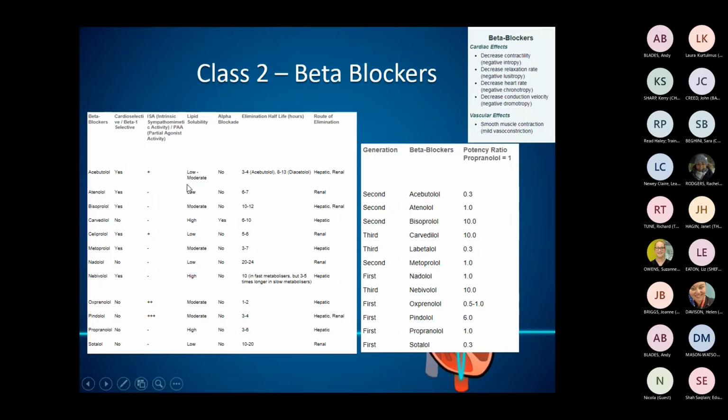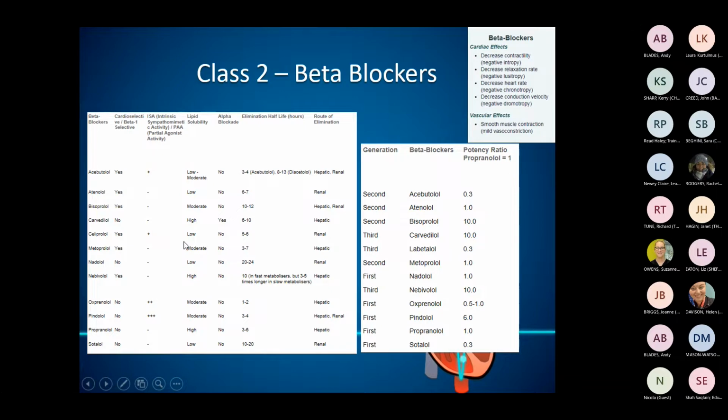Very quickly, just this slide in terms of selectivity on the left hand side. So which ones are more selective to beta 1? Which ones would be selective for other receptors, either alpha 1 or beta 2? Beta 2 tends to be a problem because that would induce bronchospasms in patients and so on.